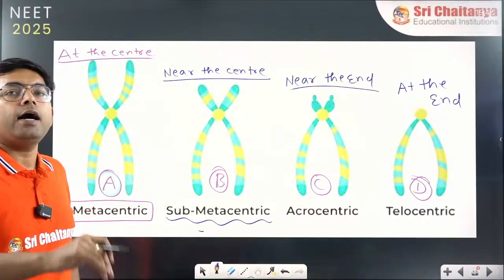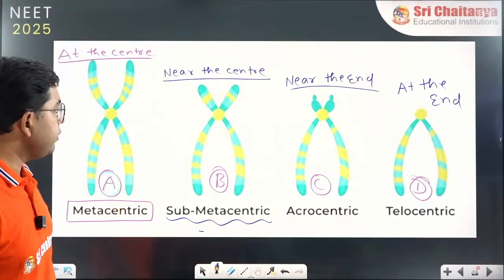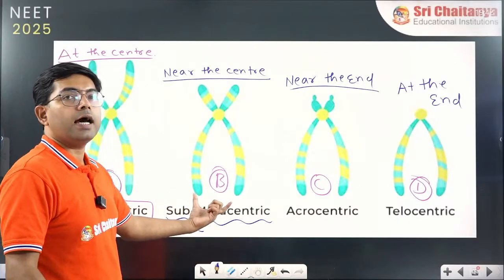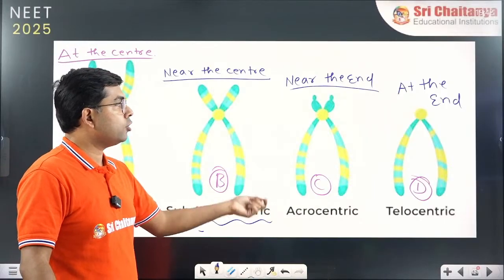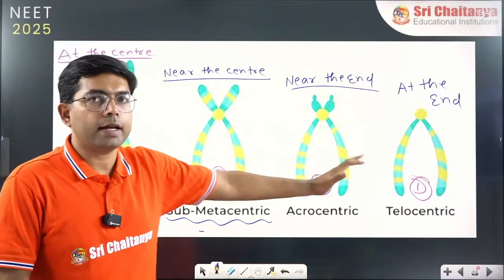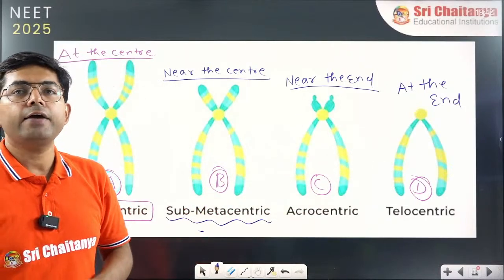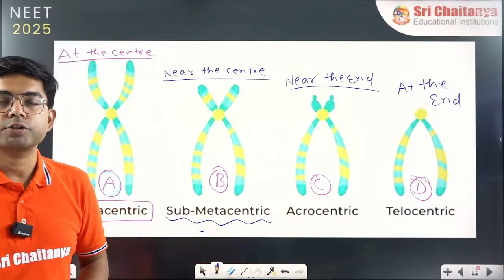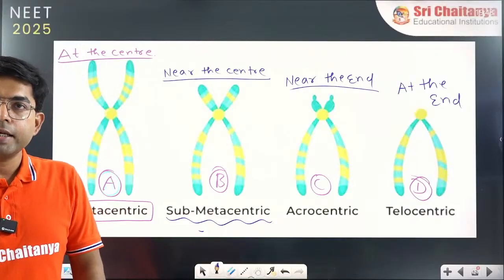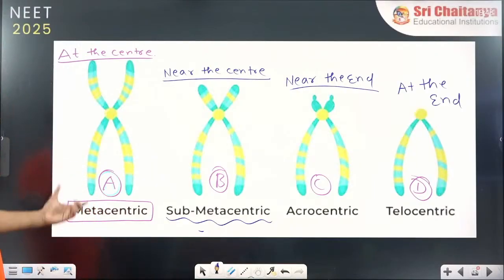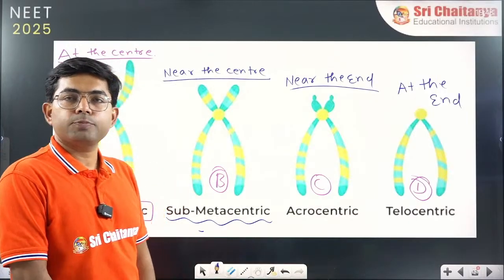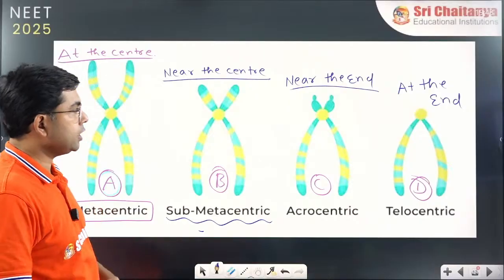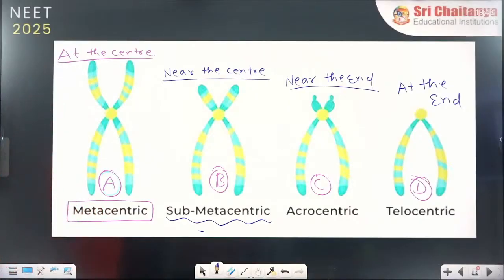Now how will NEET ask a question? NEET will give you this diagram and ask whether it is submetacentric, acrocentric, or they will give you all four diagrams and you have to identify whether it is submetacentric, acrocentric, etc. Is it clear? So these are the four types of chromosome. Is this point clear? So if a question is asked, you all can easily answer.